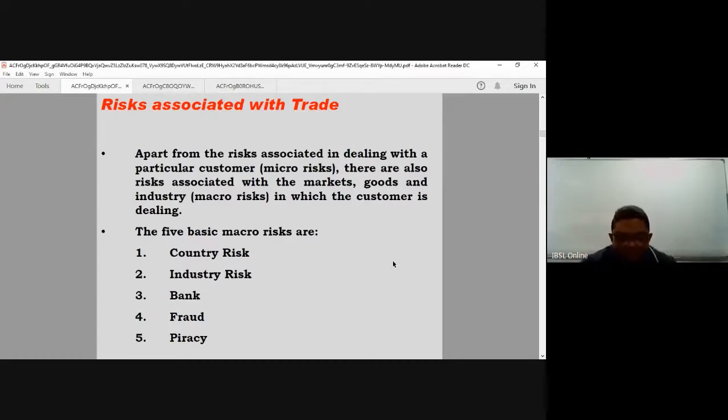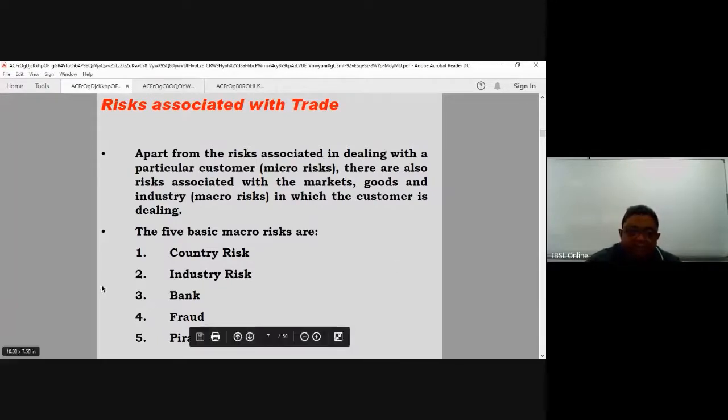These 5 risks are not the only listed items. You can have some other items as well. I will go through, not in much detail but somewhat, what these associated risks are, so you can advise the customer when they come to talk to you. For example, there's a risk called country risk, a risk called industry risk, a risk called bank risk, a risk called fraud. Okay, now let's go by this.